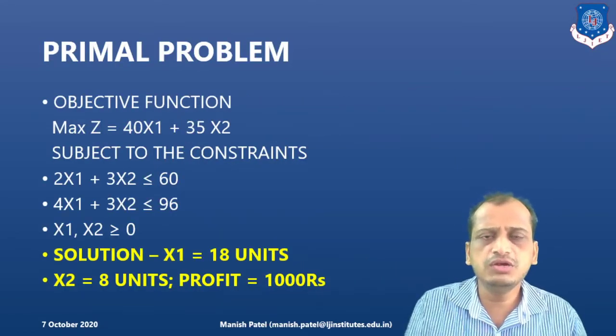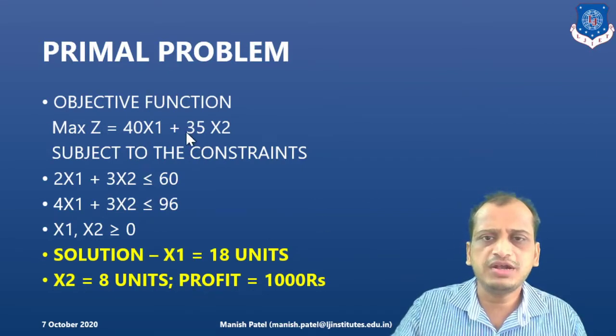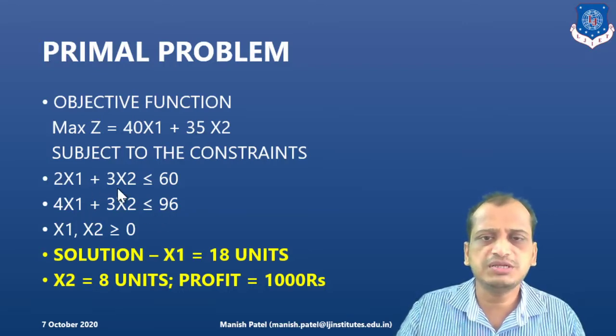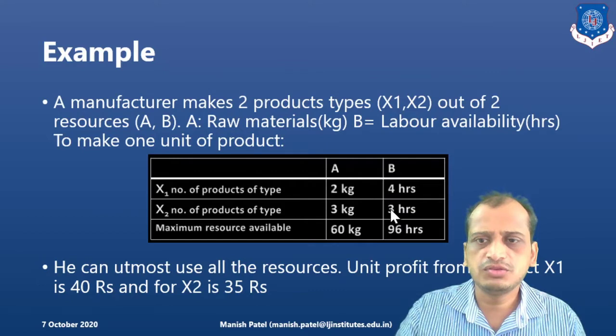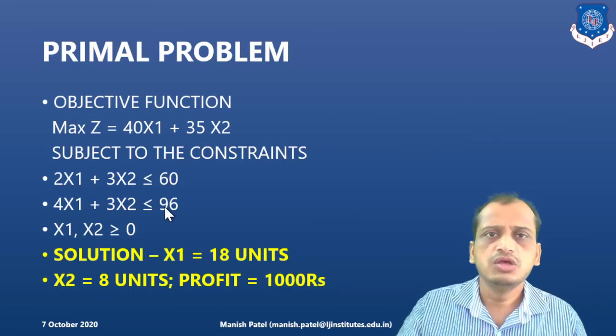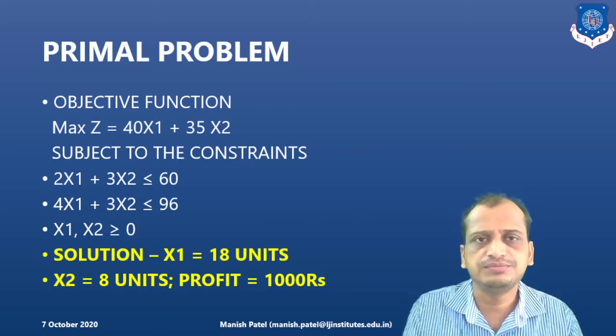When we convert it into a primal problem standard form, maximize Z is equal to 40x1 plus 35x2, subject to the constraints 2x1 plus 3x2 less than or equal to 60, which is this constraint, the first one, and 4x1 plus 3x2 less than or equal to 96, that is this one. Clear? So x1 and x2 are greater than or equal to 0, which is the non-negativity constraint.